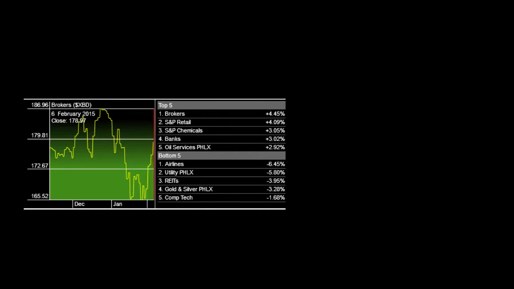Industry rotation the last 2 weeks. All of the top 5 industries are positive, and all of the bottom 5 are negative. Bullish, brokers, S&P retail, and banks have entered the top 5. Disk drives and brokers have left the bottom 5. Gold and silver has left the top 5 and entered the bottom 5. Oil has left the top 5. Bearish, REITs, and comp tech have entered the bottom 5. Oil services has left the bottom 5 and entered the top 5.